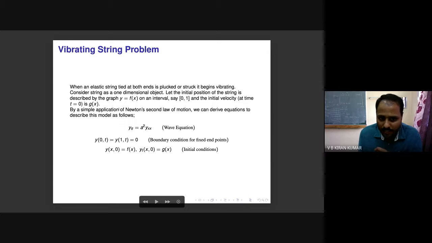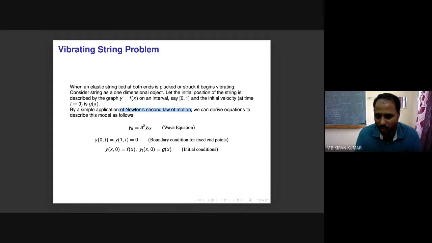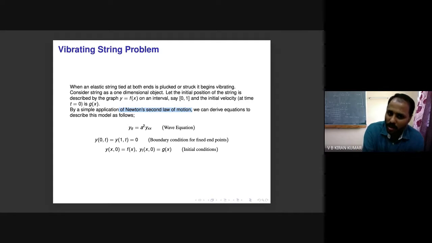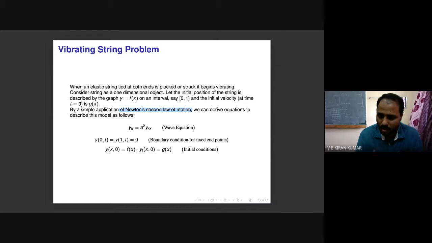Okay, and due to certain physical reasoning, like Newton's second law of motion, we get a derivation of this equation. Okay, so that is something you might have done during your graduation, or even if you did not do it, that is fine. It is not a difficult thing to do. We will make use of the physical information given to us, and apply certain physical laws. Here we use Newton's second law of motion, and end up with certain equations. So in this situation, we will end up with the wave equation.